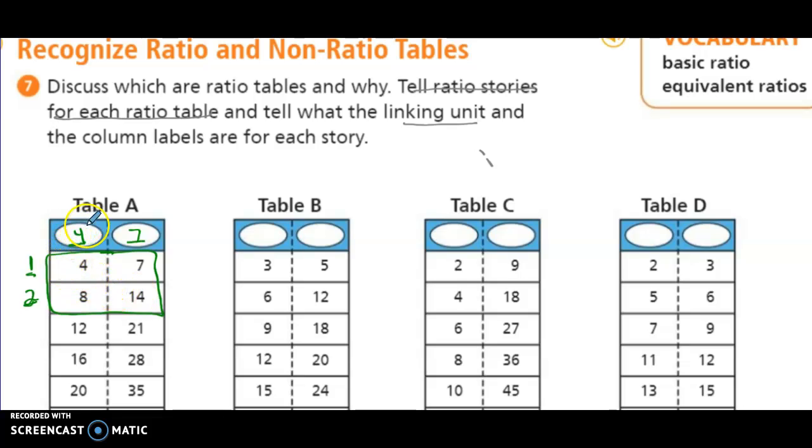Because this is the basic ratio, where the greatest common factor is 1, this column should be going up by 4s, which it is. This column should be going up by 7s, which it is, so this checks. This is a ratio table. We don't need to do the other two parts of this direction. So let's check this one.